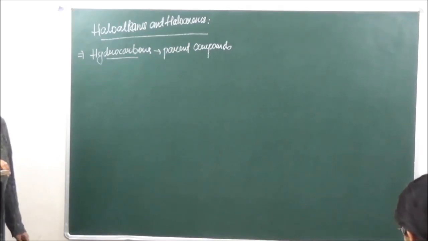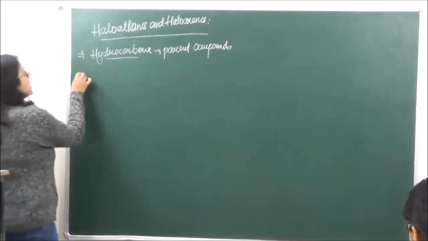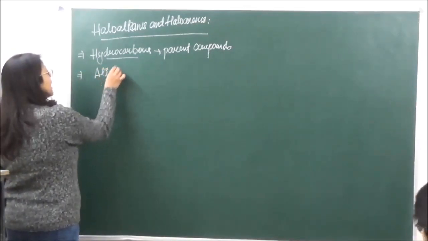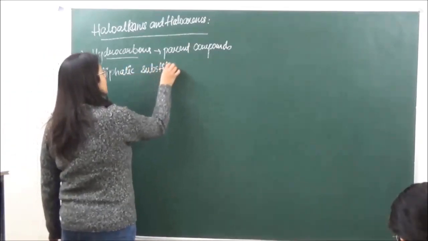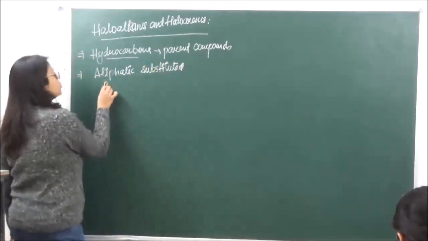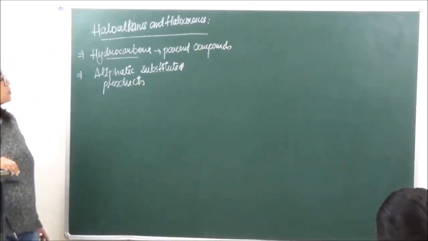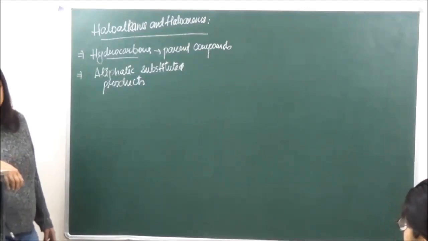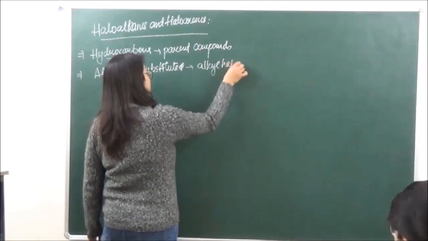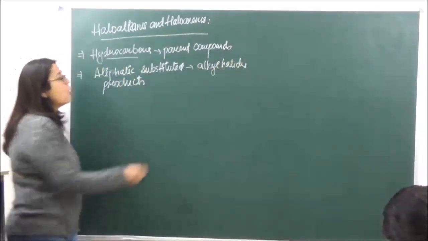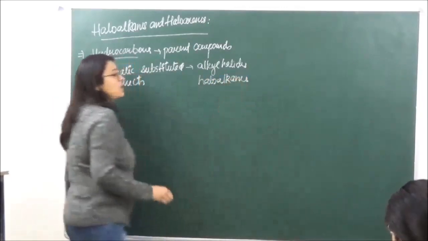ठीक है? Now when we are talking of haloalkanes and haloarenes over here, in this case it is said that the aliphatic substituted products, they are किसके substituted products है ये? Hydrocarbons के. They are going to be known as alkyl halides, which is generally the common name, or haloalkanes, which is the IUPAC name.